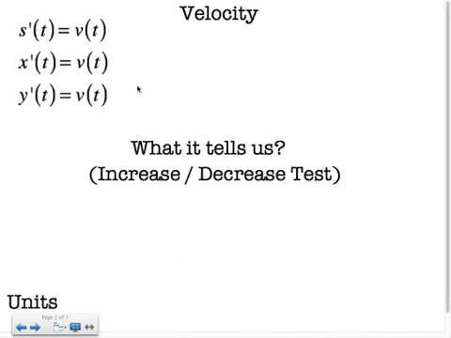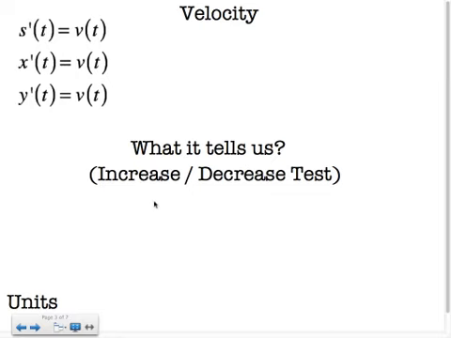So you'll see all 3 used, and just understand they all mean the same thing. They're all position. Now the derivative of each of those position functions has a special name for us in the physics world. We call it velocity. So whether it's s prime of t or x prime of t or y prime of t, they all give us a velocity function. Now, what does it tell us about the motion of the beast?